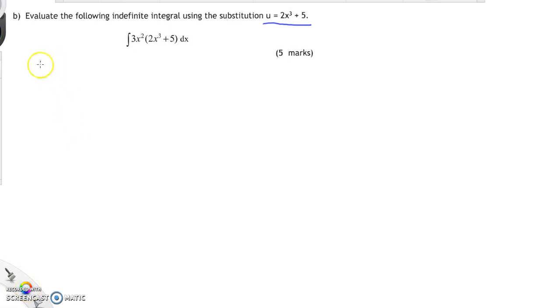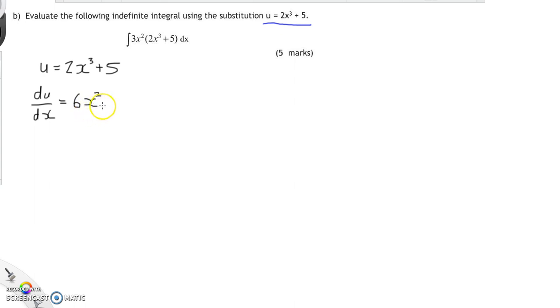Right, so u equals 2x cubed plus 5. So we need to get du dx. So we differentiate that with respect to x. So the 3 comes down, gets multiplied by the 2. We get 6x. The power drops by 1, so 3 minus 1 is 2, 6x squared. And when you differentiate the constant, it just goes to 0. So that's du dx.